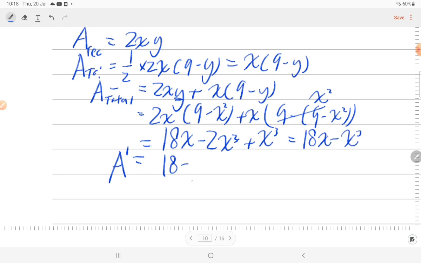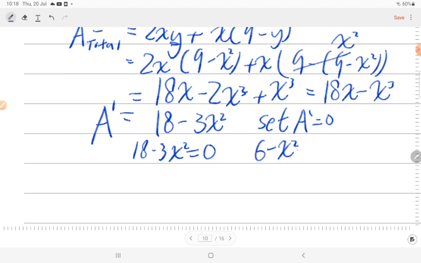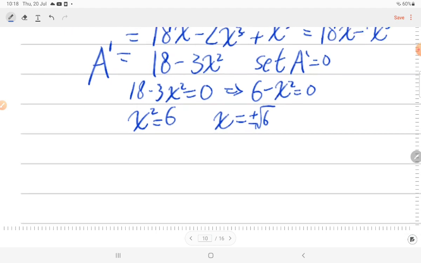Taking the derivative will be 18 take away 3x squared. And so we set A dash equal to 0. So 18 take away 3x squared is equal to 0. Divide both by 3, so 6 take away x squared is equal to 0, which gives us x squared is equal to 6. Taking the square root, x is equal to plus or minus square root of 6, but we cannot have a negative area. That will just be impossible.